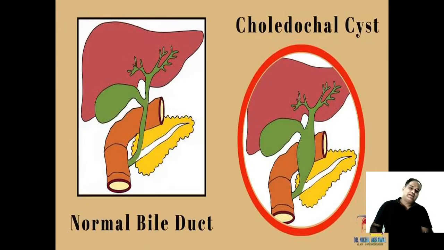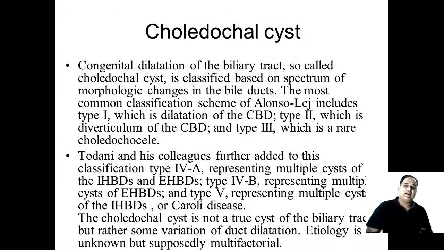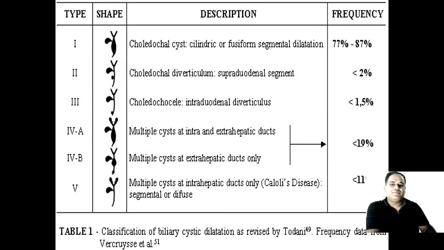Now we move to the next thing, that is choledochal cyst. You see here the bile duct is massively dilated. You see, these are the different types. There was the Alonso-Lej classification, which was later modified by Todani. Now they ask you which type of cyst is more common.